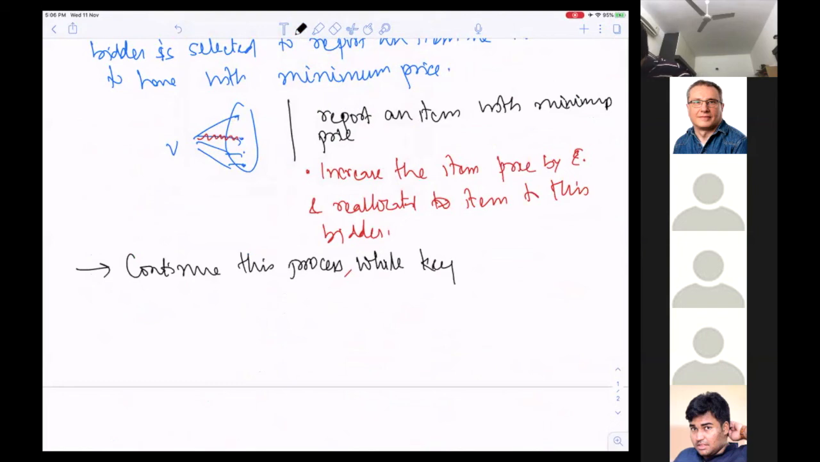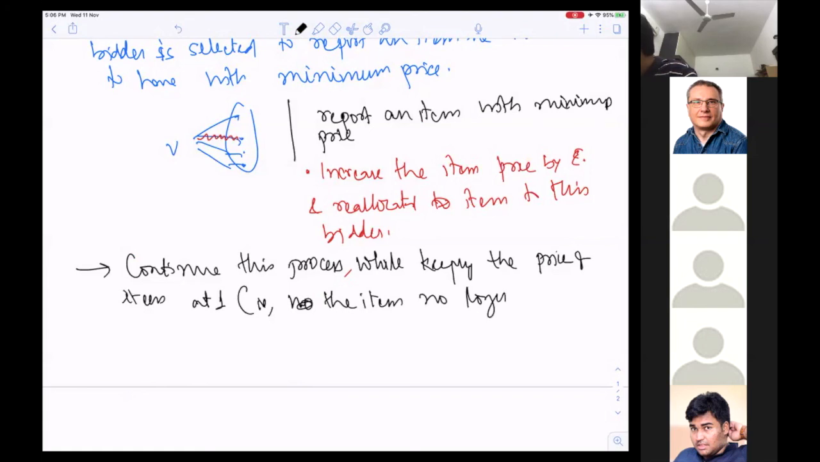While keeping the price of an item at most 1. So suppose I am a bidder and I reached 1. After that this item is mine. This item can no longer be reallocated. So is the algorithm clear?